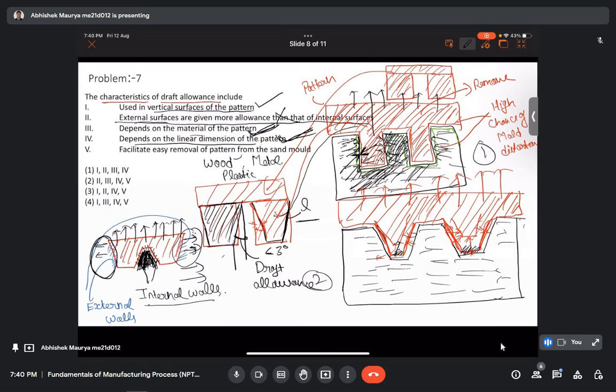Facilitate easy removal of the pattern from the sand mold. Yes, this is the thing which we discussed very first. So the first one is correct, the third one is correct, the fourth one is correct, the fifth one is correct. Then the correct option is first, third, fourth, fifth. Yeah, the fourth option is the correct answer for this question.